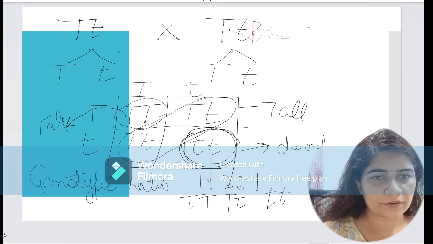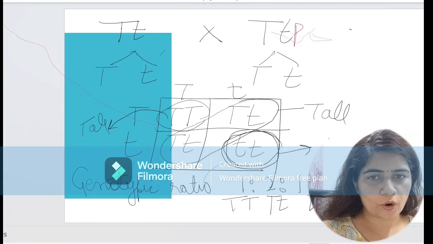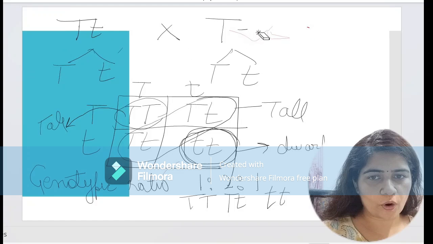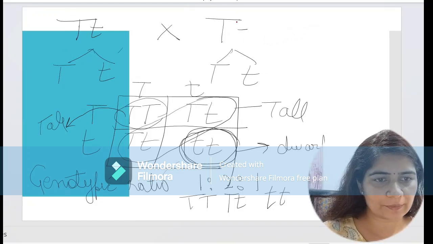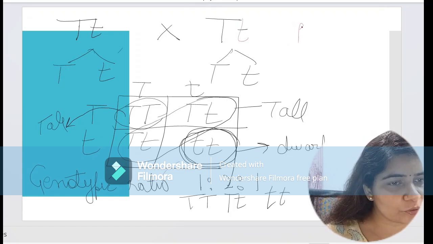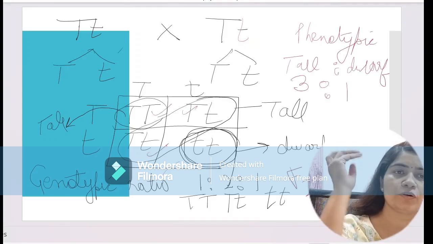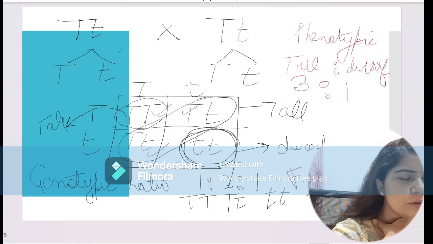Alright, so if I talk about the phenotypic ratio, now you can see 3 tall and 1 dwarf. So the phenotypic ratio, tall is to dwarf, will be 3:1. Okay, so it will become 3:1. We have to remember this.